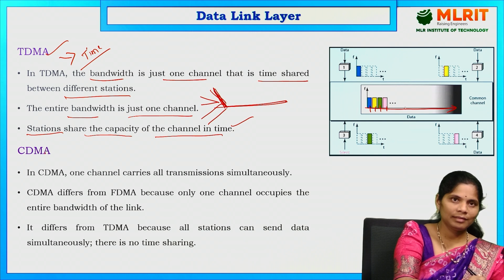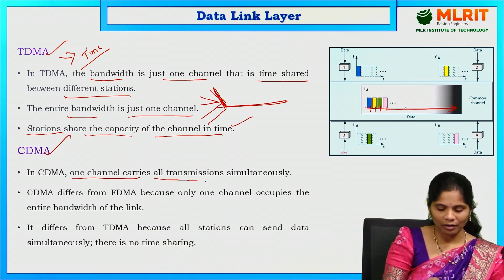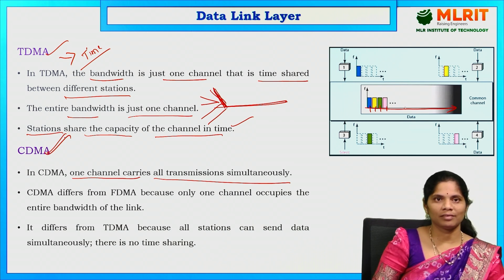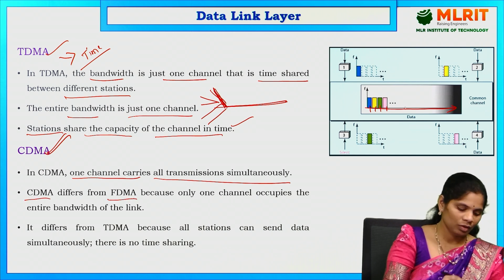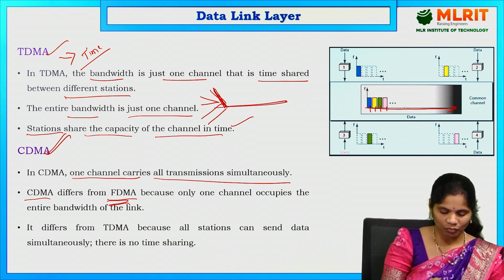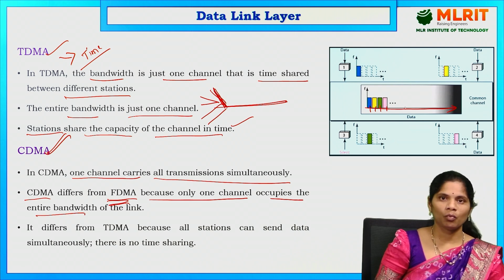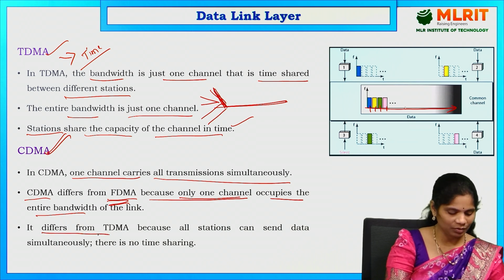And next one is the CDMA. CDMA is talking about what? If one channel carries all the transmission at the same time, simultaneously, we are going to use code division multiple access. How is it different from FDMA? CDMA means code, while FDMA is talking about frequency. It differs because only one channel occupies the entire bandwidth of the link. That is the CDMA.